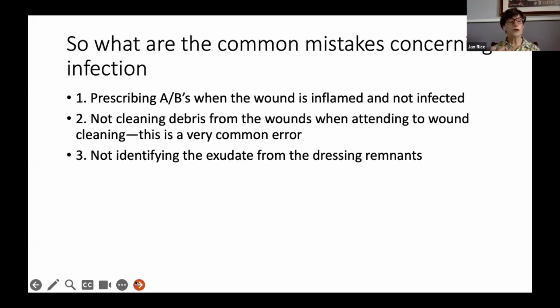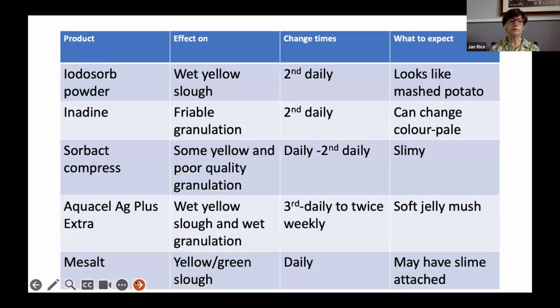So if you use iodosorb, for example, iodosorb turns into a soft mashed potato mush in the wound. And some people look at it and go, oh my God, that's pus. But it's not, it's the residue from the dressing. And you've got to remove all of that before you reapply fresh iodosorb. So that's a common error.